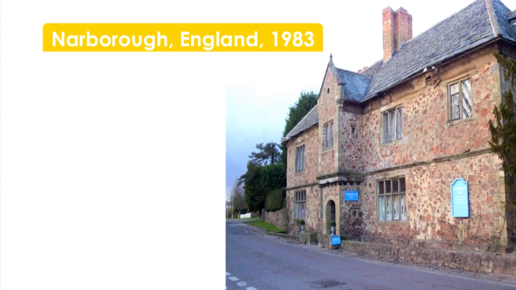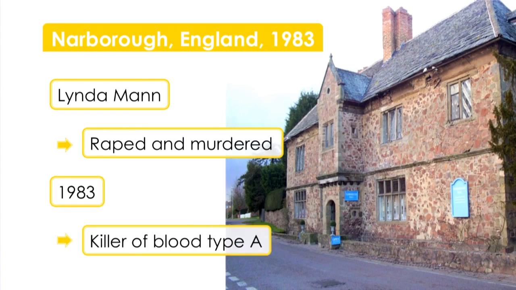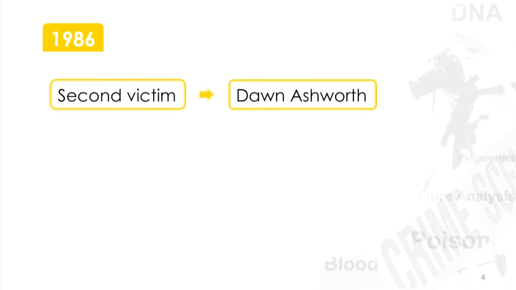And the body of a teenager, she was just 15, called Linda Mann, was found in the countryside outside the town, and she'd been raped and murdered. In 1983, technology only allowed forensic scientists to show that the killer had blood type A, and that was all. In 1986, a second victim, also 15, was found, Dawn Ashworth.